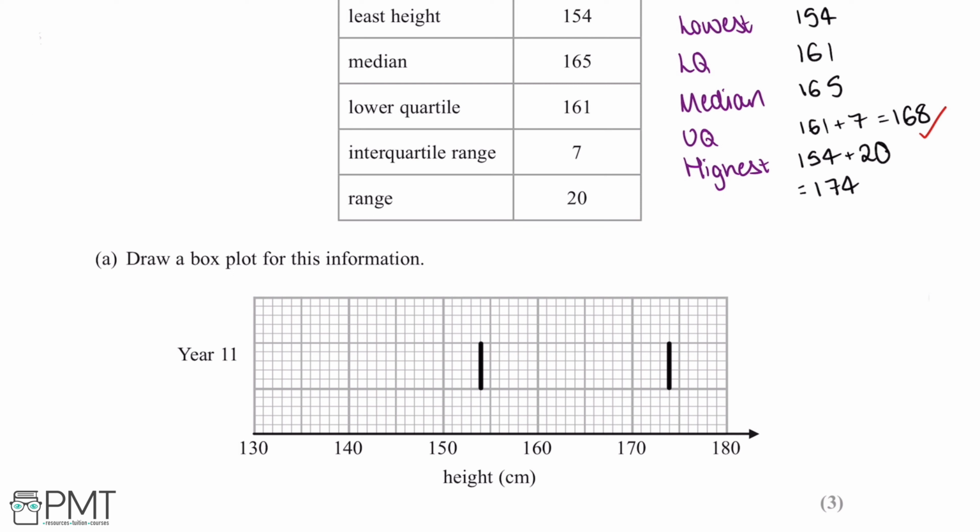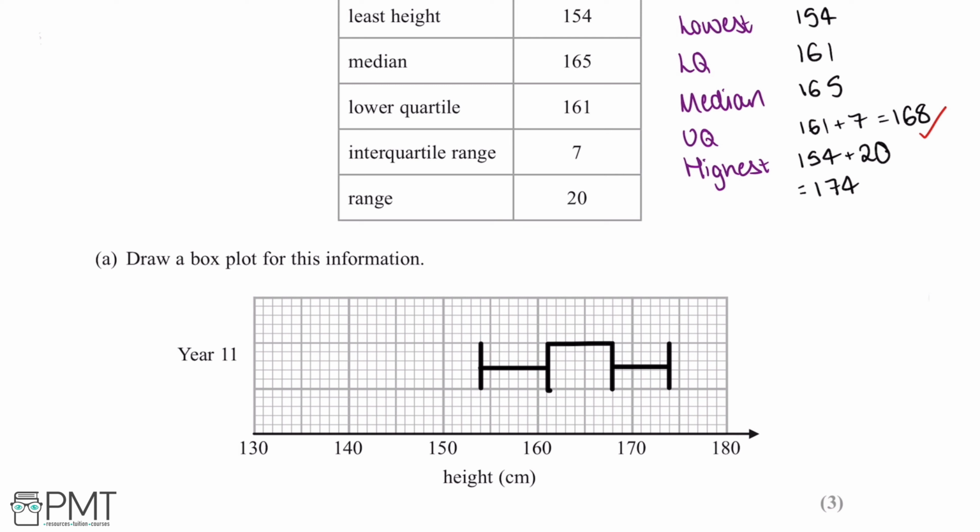The next thing we can fill in is the lower and upper quartile. So again, we'll draw a vertical line for the lower quartile and the upper quartile. The lower quartile is 161 and the upper quartile is 168. And then for a box plot, we join these two lines here, and we make the interquartile range into a box.